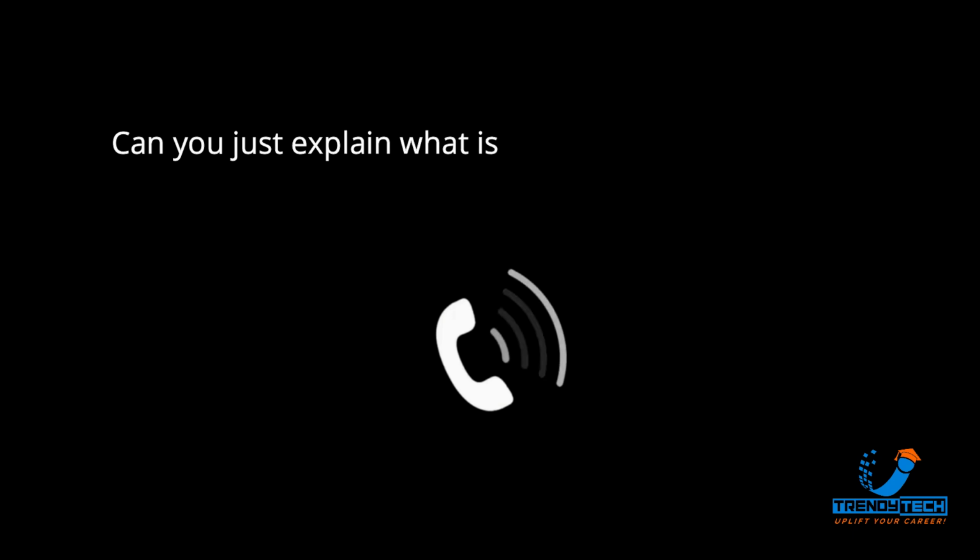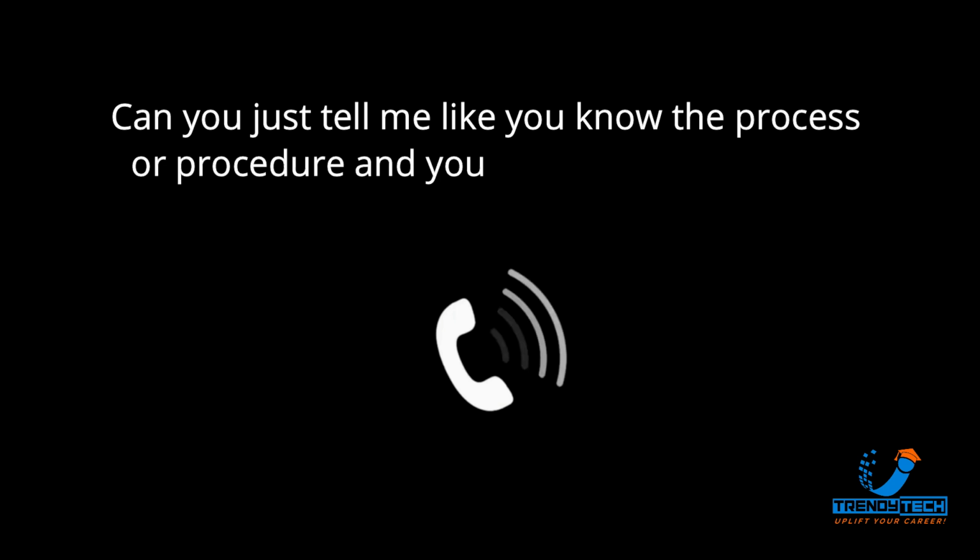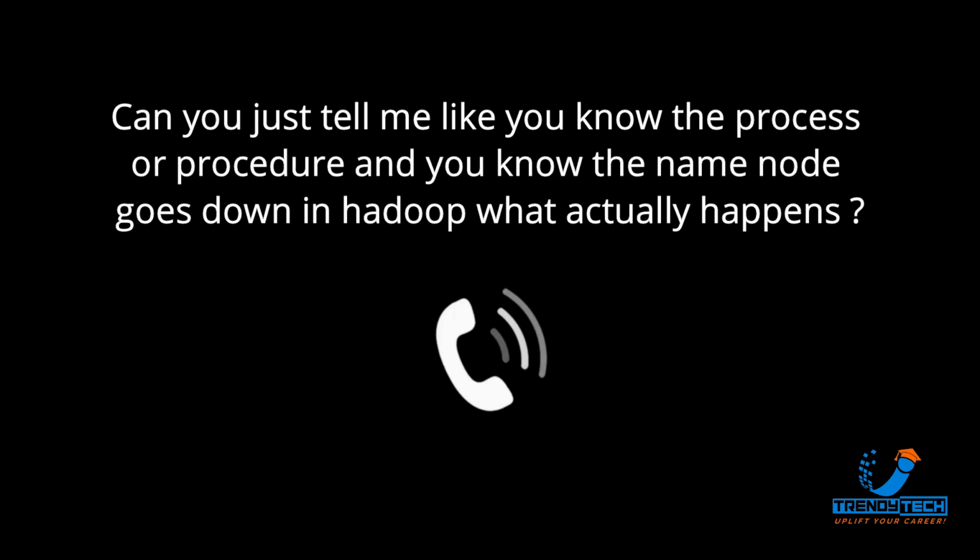Okay, got it. So can you explain what speculative execution in Hadoop is, what it does? Can you repeat that? What is speculative execution in Hadoop? Yeah. I am not sure about this. Okay, no problem. And can you tell me the process or procedure when the name node goes down in Hadoop, what actually happens?